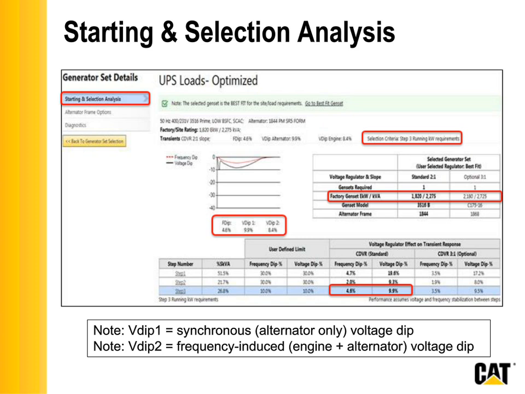And then I know, if I'm trying to reduce the genset, what I'm working with. But that's all they are. One has to do with alternator-only voltage dip. The other has to do with the engine plus the alternator voltage dip.